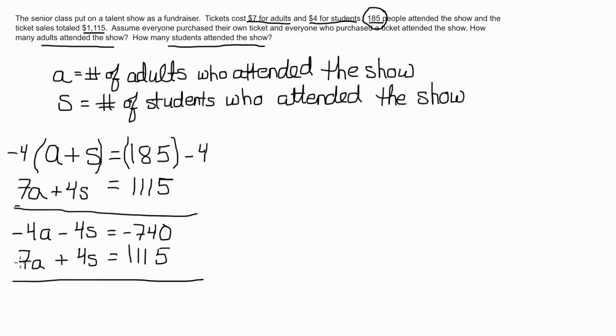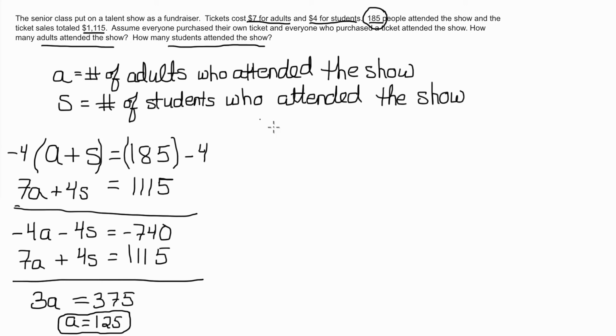So negative 4a plus 7a is 3a. And then the s's cancel out because negative 4s plus its additive inverse positive 4s is going to go to 0. And then negative 740 plus 1,115 is going to be 375. And then if you divide both sides by 3, you get a equals 125. Okay? So we know that the number of adults who attended the show is 125.